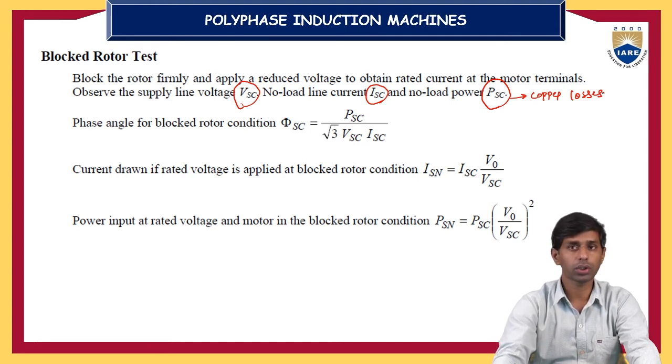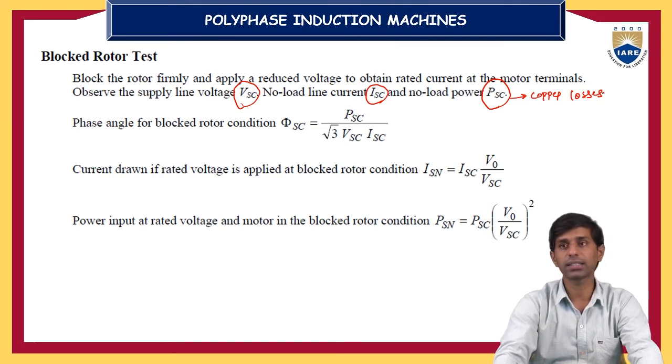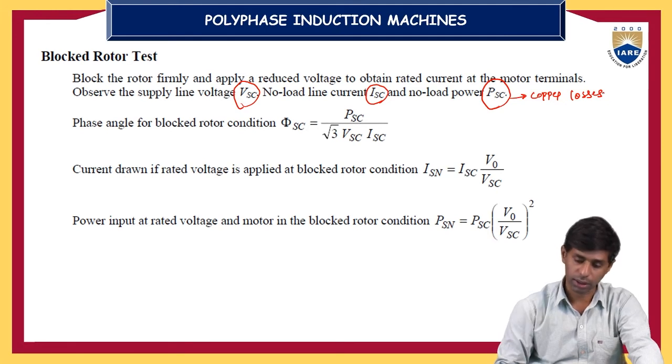hysteresis and eddy current losses are also included in PSC, but this is a negligible quantity because these losses, hysteresis and eddy current losses, depend upon the voltage. In the case of the short circuit test, that is the blocked rotor test, the voltage we can apply is very low, around 20 to 30% of the rated voltage. That is why we neglect the losses included in the wattmeter reading under the blocked rotor test.